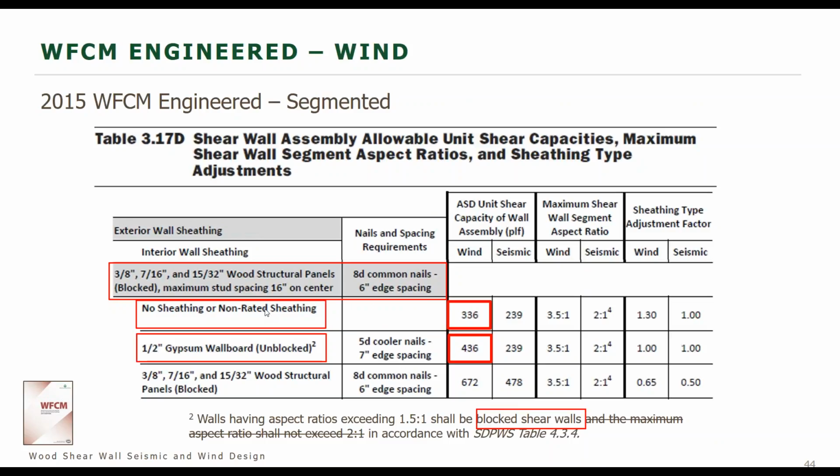So again, if we go into Table 3.17D, we can see in here the unit shear capacity of our wall assembly. We see that the wall where it has no sheathing or a non-rated sheathing has a capacity of 336 pounds per lineal foot. So that capacity is coming from that wood structural panel on the exterior of the wall. When we add the gypsum wallboard to the interior of the wall, we see that our capacity goes up to 436 pounds per lineal foot.